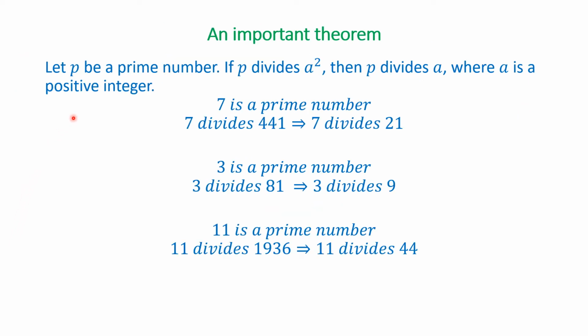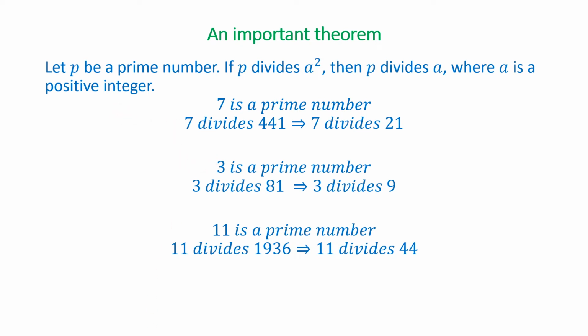The next important theorem is: let P be a prime number, and if P divides A square, then P divides A also. That is, if P divides a square number, then P divides its square root also, where A is a positive integer. So I have taken three examples over here.